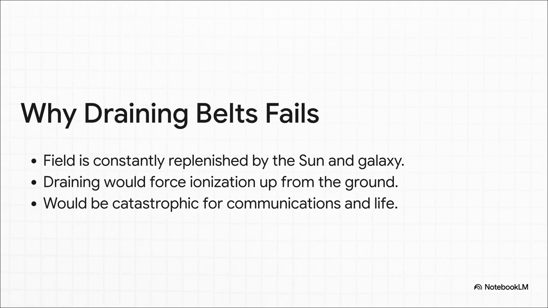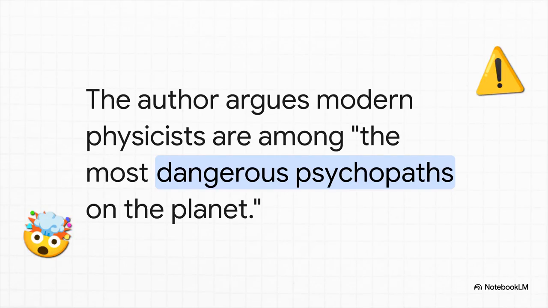But he says it's worse than that. He predicts that an artificial drain would cause a massive surge of ionization up from the ground, which he thinks would be absolutely catastrophic for all life and all technology on the surface. And this all leads him to his final and most extreme statement. He argues that this kind of thinking, proposing these huge, potentially destructive projects without fully understanding the consequences, is a sign of a deep problem. It's a very strong claim, and it's the conclusion he draws from his entire line of reasoning.